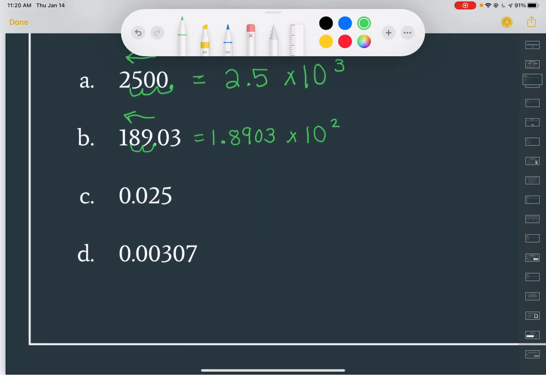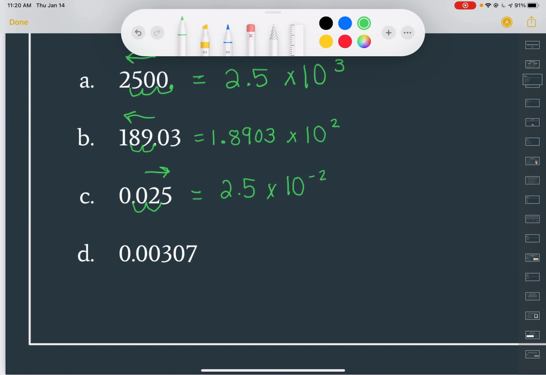Our third one here, 0.025, that's a small number. We're going to have to move our decimal to the right, which means our exponent's going to be negative. 1, 2, it would become 2.5 times 10 to the negative 2.